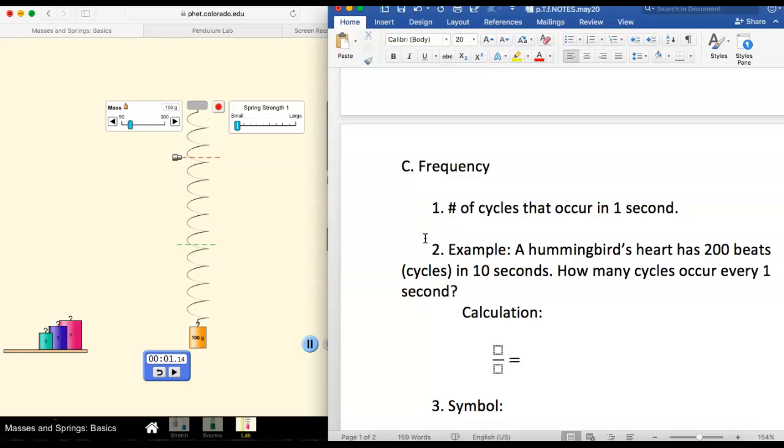Now that could be less than one. It could be only half a cycle that occurs in 1 second, and then the frequency would be 1/2. Or it could be like 5,000. That's a frequency you could have for a spinning motor, 5,000 cycles per second.